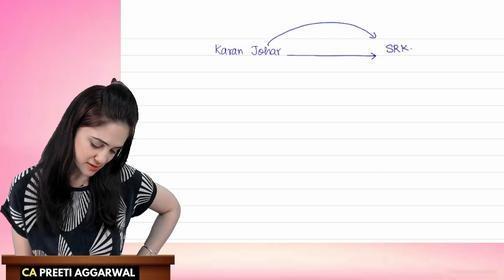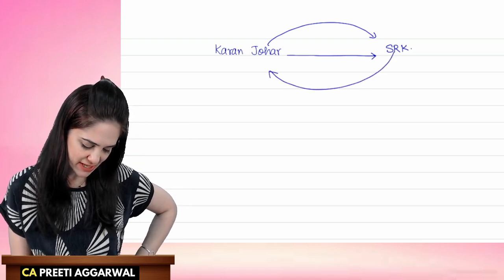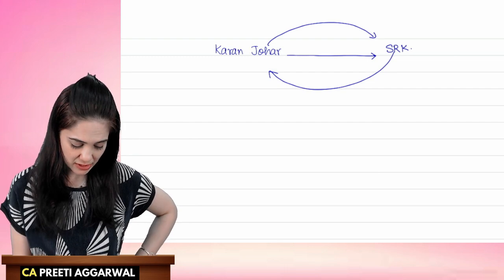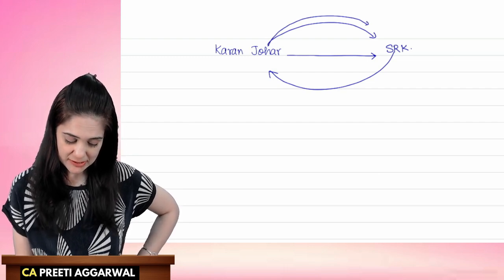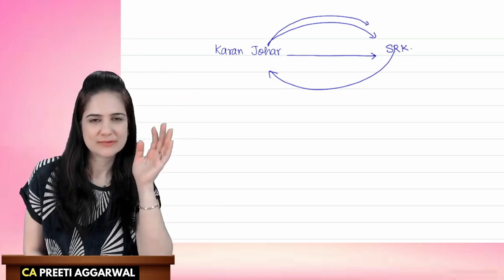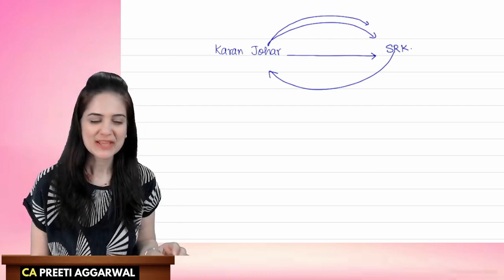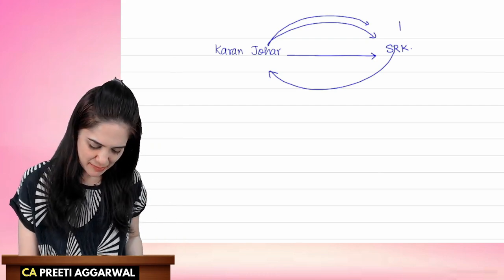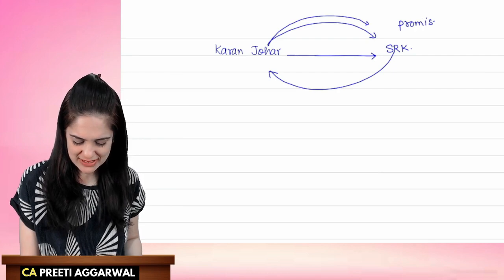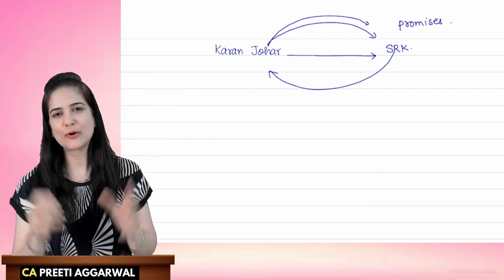Then Shah Rukh asks, how much money will you pay me? He said, I will give you X amount of money. He said, okay. Karan says, what about the dates? Shah Rukh says, all the dates are yours. Anyways, I don't have much work. So like this, they made many such promises and both of them went home.